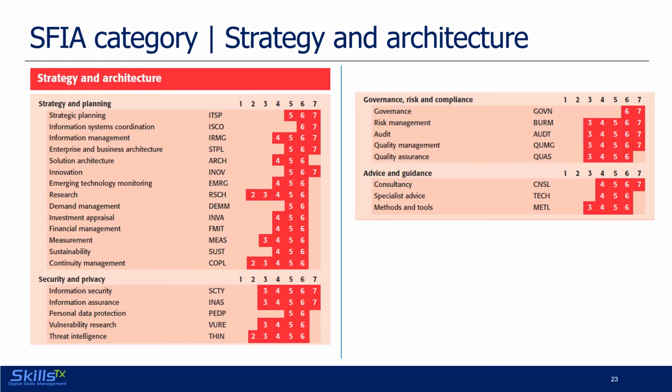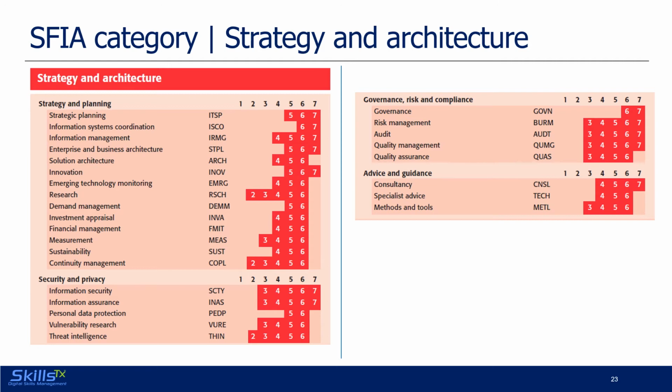The color coding that we had in previous versions of Sofia has stayed the same. We have strategy and architecture as the first category in red here. You can see that we have 4 subcategories. There's been a bit of change in the naming and the structuring of those skills within this category. Had some move around from other categories as well. We have strategy and planning, security and privacy, where we grouped together a number of skills there. Some of them have come from other areas.